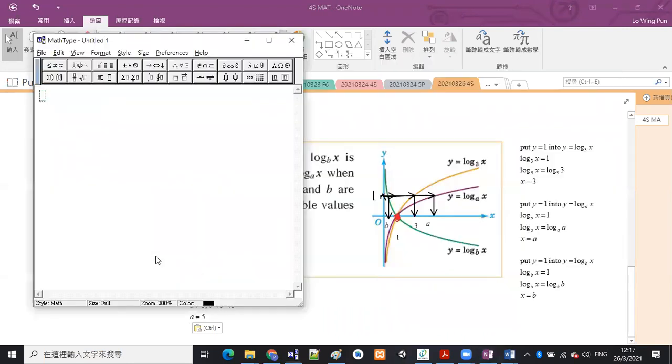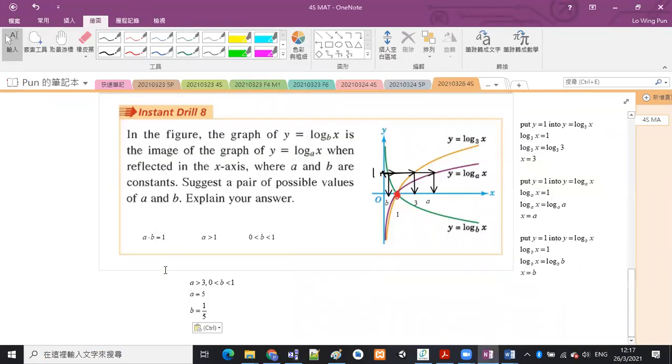Okay, so if A is chosen to be equal to 5, then B should be equal to 1 over 5. Okay, B have no other choice. B must follow the value of A. Okay, B must be equal to 1 over A.